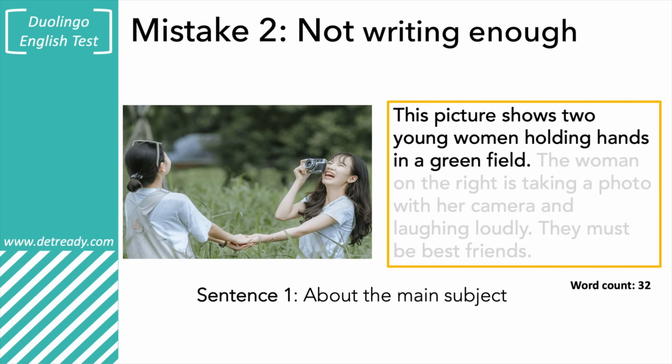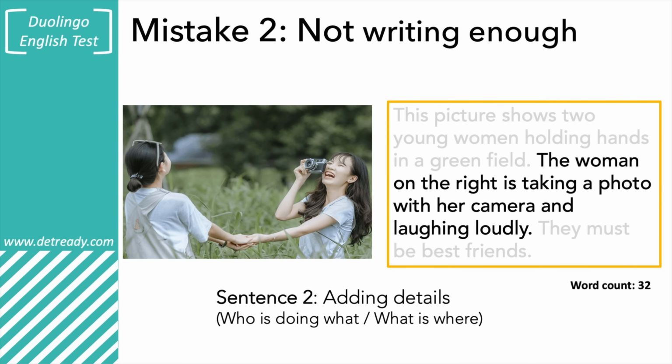Sentence 2 is about adding more details. And you can add more details by thinking about these 2 things. 1, who is doing what? And 2, what is where? In this example, I did who is doing what, and I looked at the lady on the right. I said, the woman on the right is taking a photo with her camera and laughing loudly.